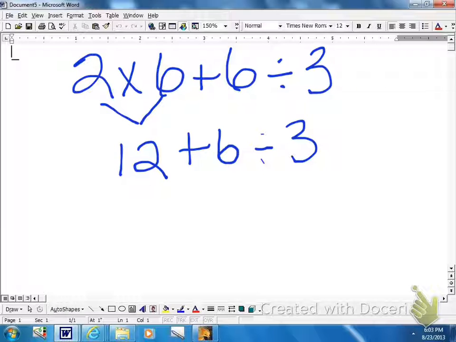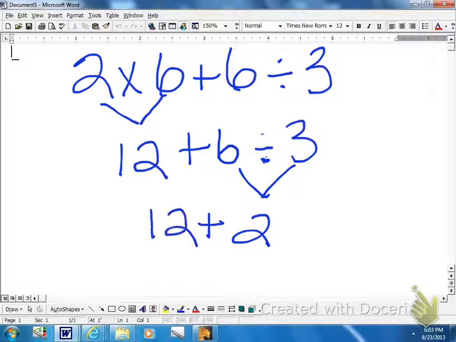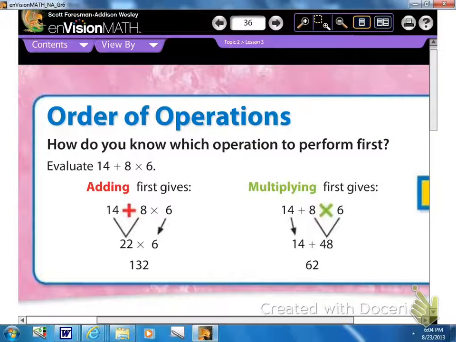Now, multiplication and division left to right, so I keep on looking left to right. Well, my next thing that I have is division. So I'm going to divide next. 6 divided by 3 is 2. Bring the rest of the problem down. 12 plus 2 is 14. This is the correct answer to this problem, and if you got that, good for you.